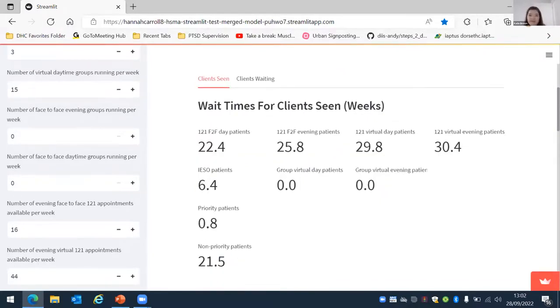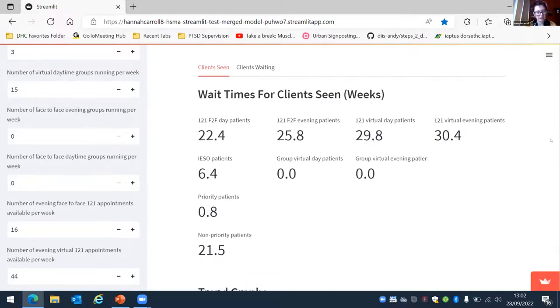So this is the change, isn't it? Yeah, so we can see that having changed that evening group into an evening face-to-face clinic, it has reduced the average wait time for the evening face-to-face patients. So it was 29, it's now 25. So from this, it does look like there would be an improvement. Obviously, we do still have some work to do in terms of confirming accuracy and things. But you know, this seems to be going okay.